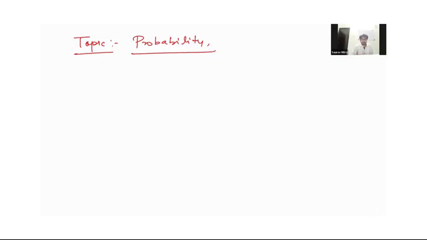Today's topic for the session is probability, and we will see some useful definitions related to probability. So let's understand what probability is. Probability means it is a game of chance. In simple words, we call it a chance. What do we mean by chance?